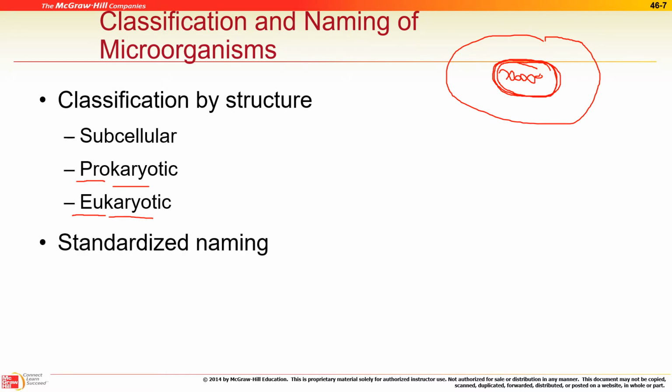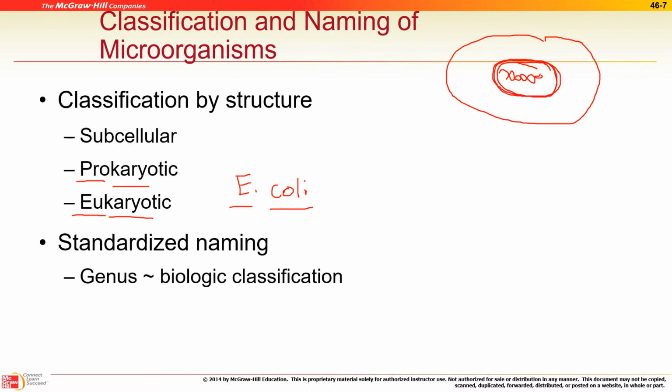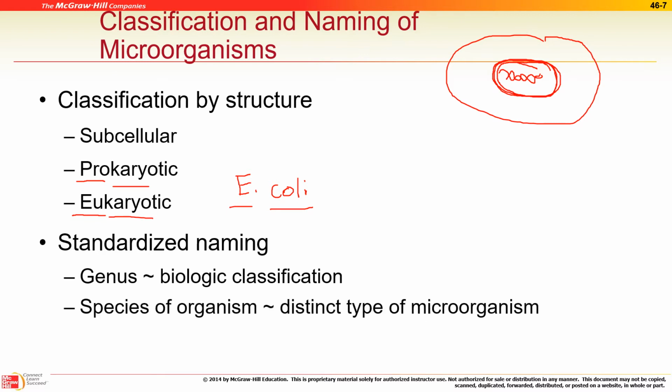Standardized naming. So you guys are probably familiar with E. coli, right? So that is the genus name and the species name. So the genus name needs to be capitalized. The species name is lowercase. So for us, we are Homo sapiens for humans. H. sapiens. Genus name, species name.